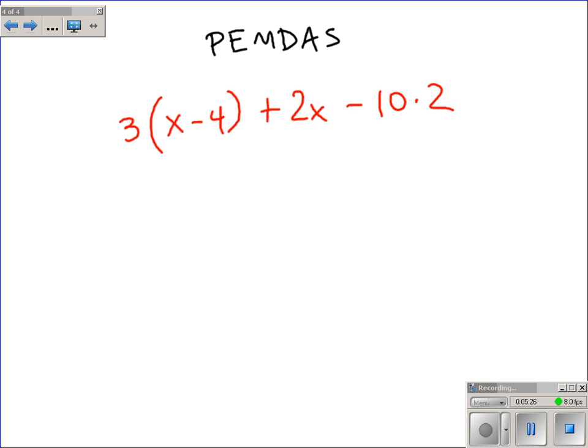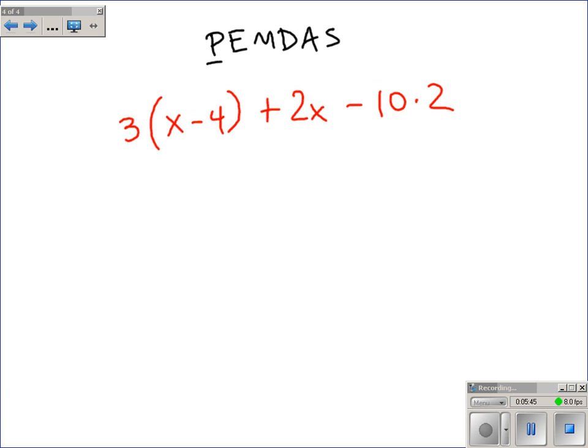The first thing is parentheses. Now there are parentheses in this problem, and usually it means do what's inside the parentheses first, but I can't combine x and 4 because they're not like terms. So what I'll do is I will do the other parenthesis thing.